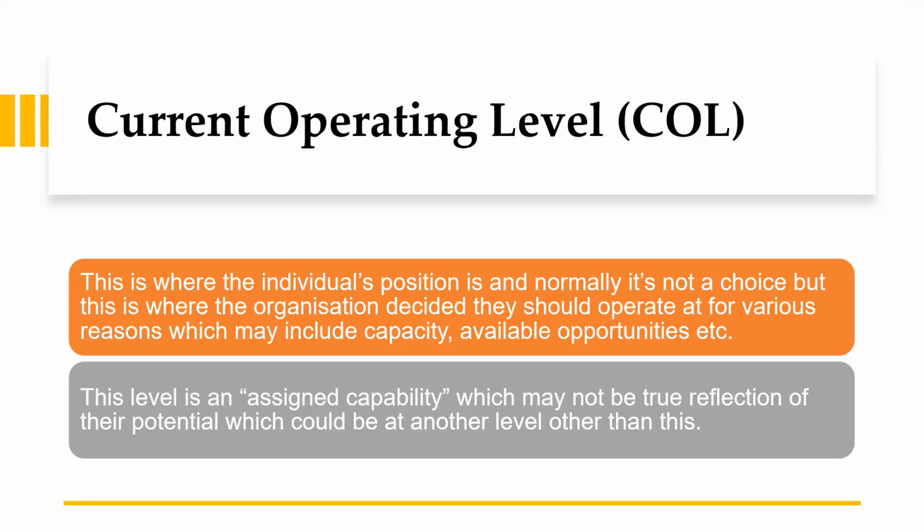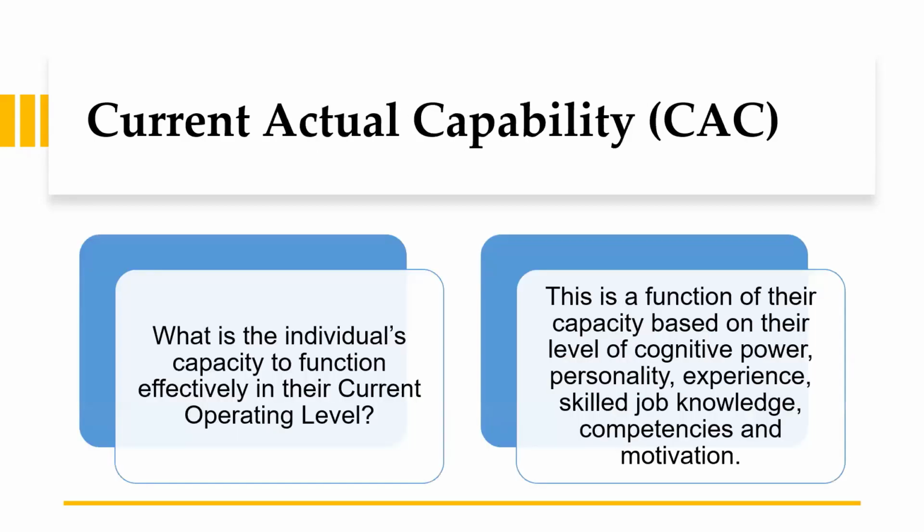The current operating level is where an individual's position is normally. It's not a choice, but this is where the organization decided to put it. So it's assigned. We take John and say, John, you're now the finance manager. We have assigned to John, and we have assumed they've got capacity for that role. It's called the current operating level. This level is an assigned capability, which may not be a true reflection of the potential, which could be at another level other than this. So you're a finance manager, but that person could actually have the capacity to be the CEO. So the current operating level is an assigned capacity.